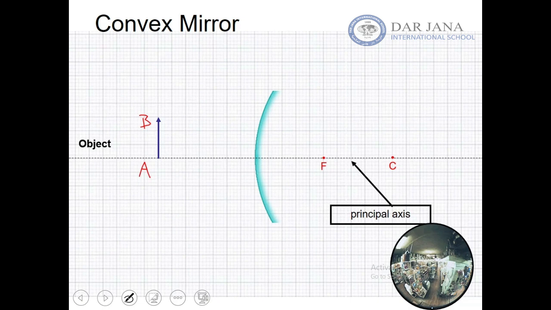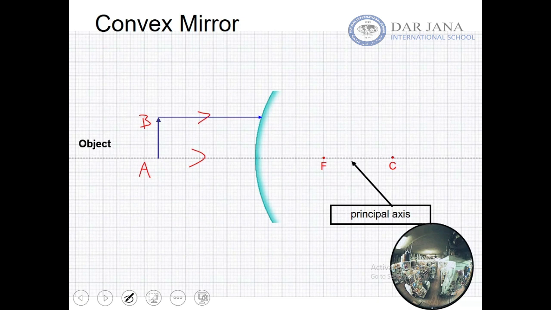Now we have A, B. As usual, we're gonna take 2 light rays from the object. This is the first light ray, which is parallel to the principal axis, and the focal point is inside the mirror. Look what will happen. We know that any light ray parallel to the principal axis, its reflection will pass through point F.